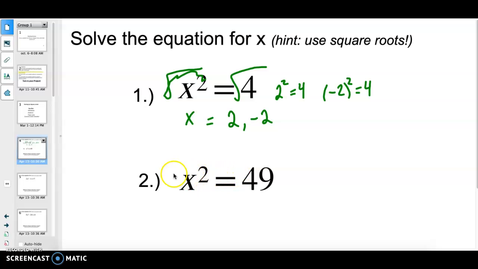Same idea here. We're going to take the square root to get rid of the squared. And we're going to do it to both sides. So what we're left with is x equals square root of 49 is 7. But it's also going to be the -7.